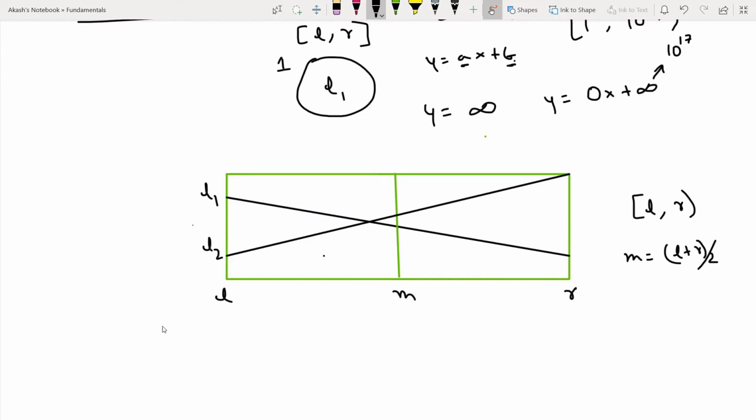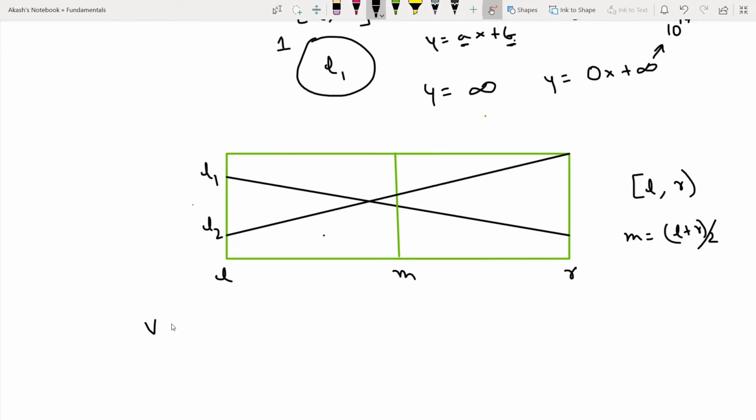Let's say we are at node V. V has a range L to R, and V has a value, the line L1. So we can still see L1 is more significant in this range, in this node V. So we are not going to update it, but instead our query will go and insert this line L2 on the left side.